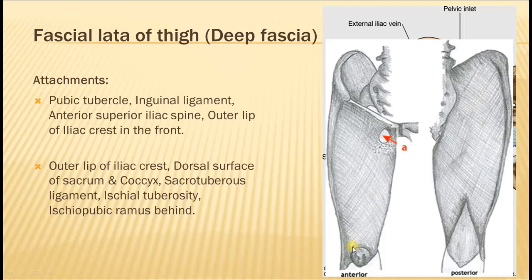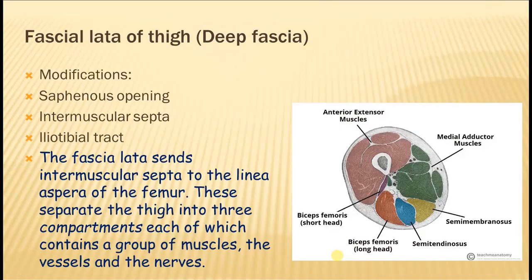Inferiorly, it is attached to the patella and also to the lower part of the condyles of the tibia and to the head of the fibula. That is the fascia lata of the thigh. Now, among the main modifications of any deep fascia, you can see the intramuscular septum. The other two modifications, the saphenous opening and the iliotibial tract, we will come to after some time.